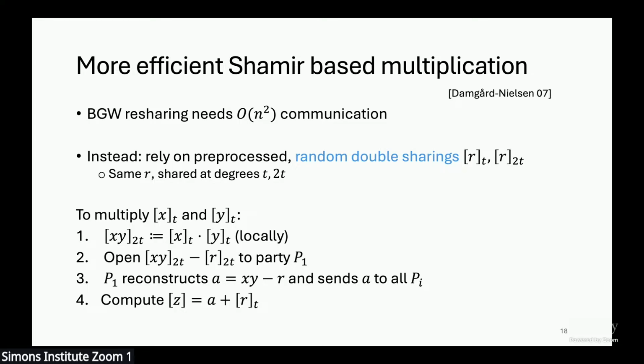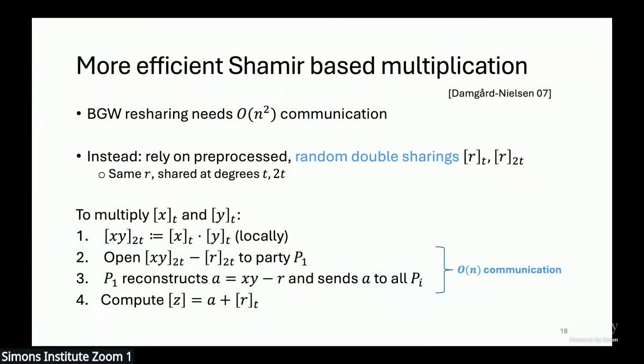they can add to this the original r term shared at degree t, and we'll get a degree t sharing of the value z. So the point is by masking it with r, you don't lose security by giving it to one party. Exactly. Yeah. So this is perfectly secure, essentially like a one-time pad. And if you look at the two steps which have interaction, then this can be done now with linear complexity in the number of parties instead of quadratic.